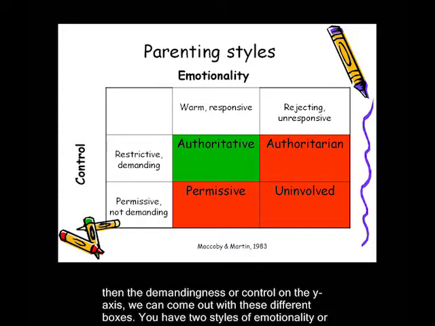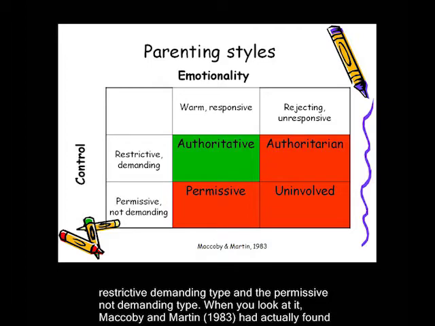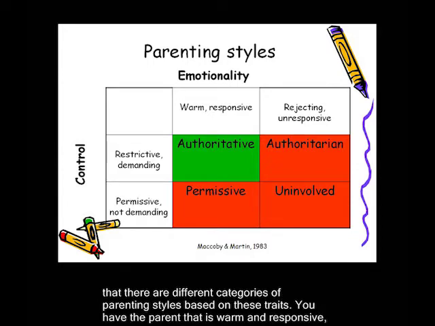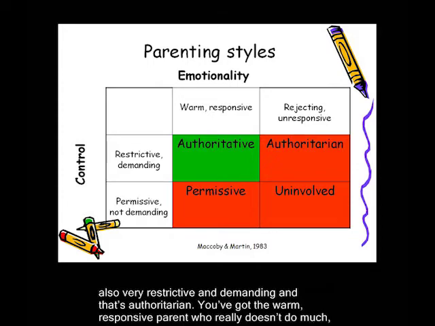You've got two styles of emotionality or responsiveness, the warm responsive ones and the rejecting unresponsive ones. And then you've got the two types of control. You've got the restrictive or demanding type and the permissive not demanding type. When you look at it, Maccoby and Martin had actually found that there are different categories of parenting styles based on these traits. You've got the parent who is warm and responsive and yet maintains some control and is demanding, and that's considered authoritative.